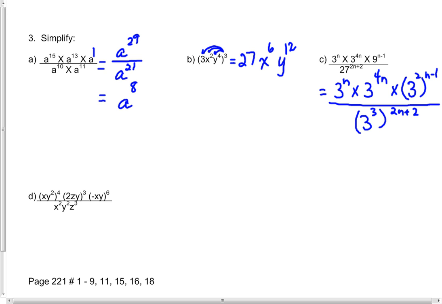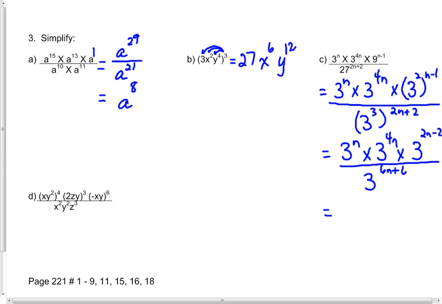And now I have some tidy up. Before I use my rules of powers, I'm just going to tidy up those two powers that I replaced. 3 to the n times 3 to the 4n times 3 squared to the n minus 1. My rule for that would be to multiply the exponents. It's power of a power. So it's 3 to the 2n minus 2. There. And on the bottom, I have 3 cubed to the 2n plus 2. You would multiply the exponents with power of a power. So we would have 3 to the 6n plus 6.